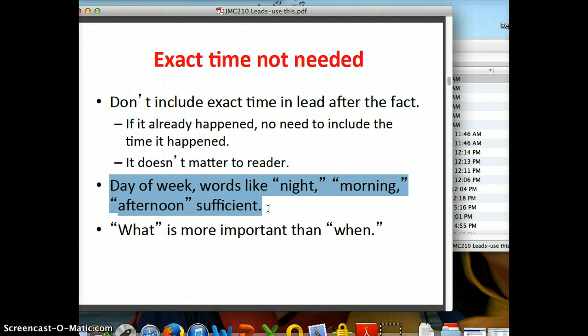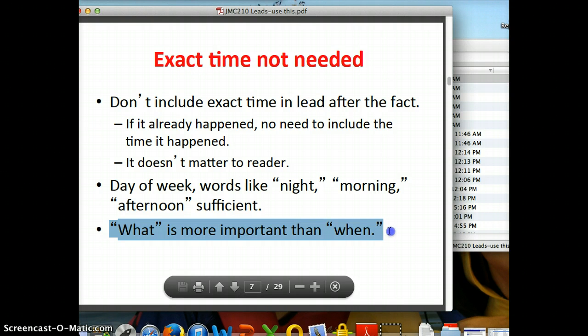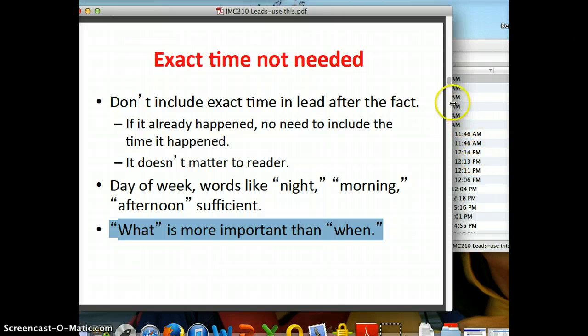So you're going to say the day of the week. You can use morning or night or afternoon, but not the time. And remember that the what is more important than the when. Remember, you're never going to start a lead with the when or where. You're always going to start with who or what.